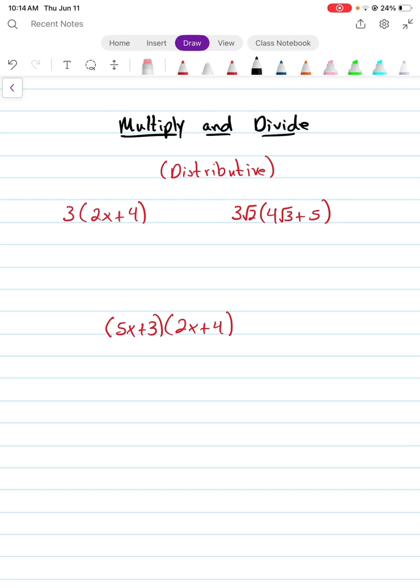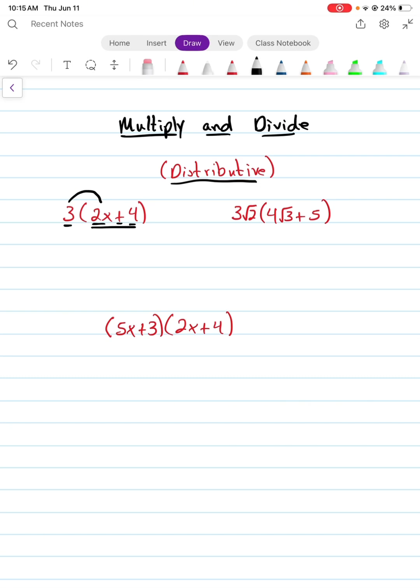I do want to caution you about multiplying and dividing when plus signs or minus signs are present. That's when we have what's called the distributive property, such as the first one. 3 is being multiplied by 2x plus 4. Notice the plus sign. There's two things inside there that 3 is actually being multiplied by. So make sure when you have that plus or minus that you distribute the 3.